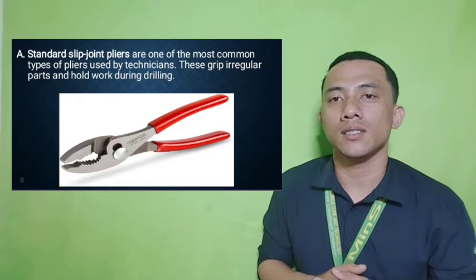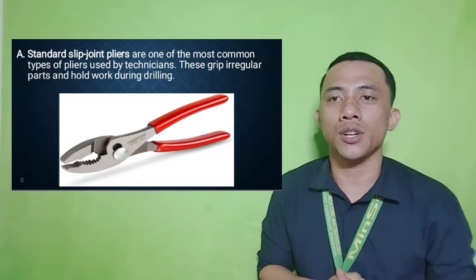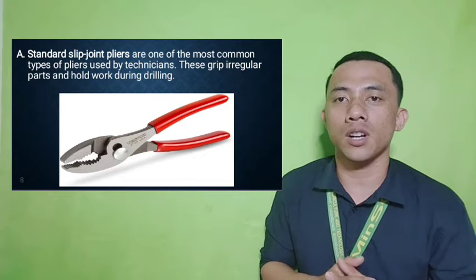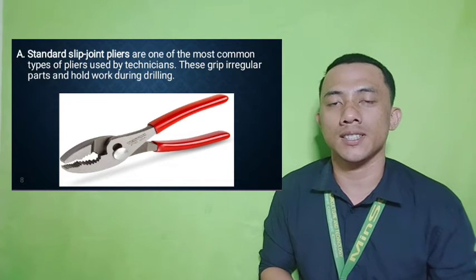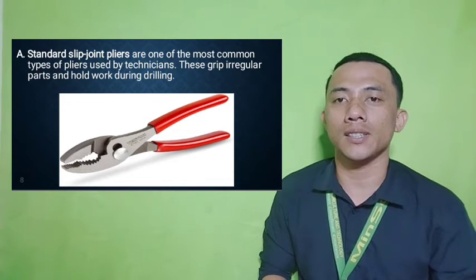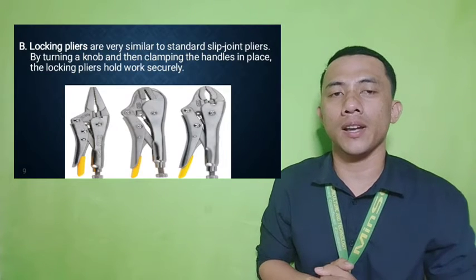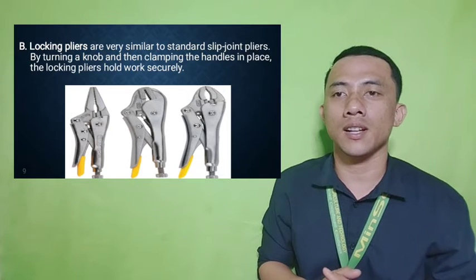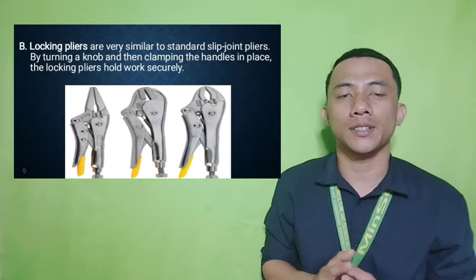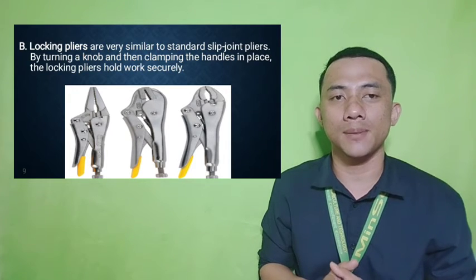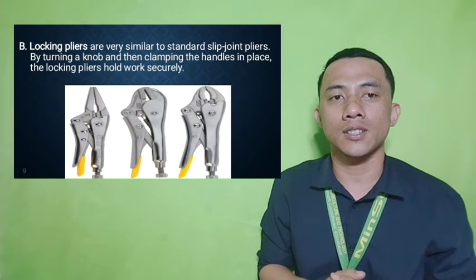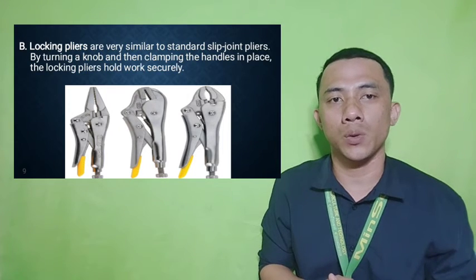The first one, we have the standard slip joint pliers. The standard slip joint pliers are one of the most common types of pliers used by technicians. These grip irregular parts and hold work during drilling. Next type of pliers is the locking pliers, also known as the vice grip. These are very similar to standard slip joint pliers. By turning a knob and then clamping the handles in place, the locking pliers hold work securely. This is commonly used for holding materials while we are working in the shop.